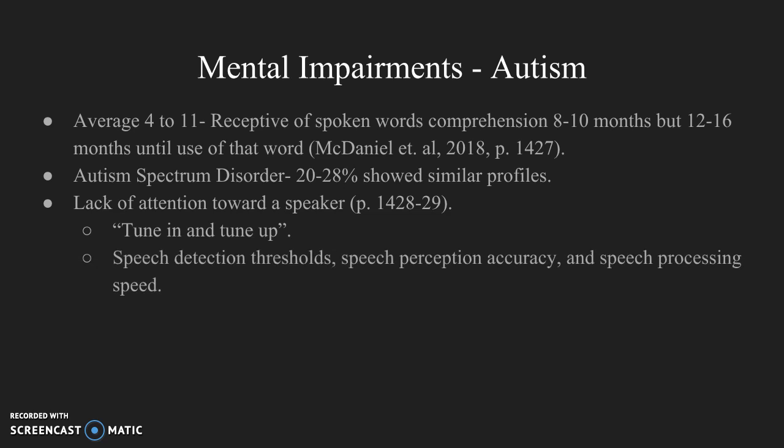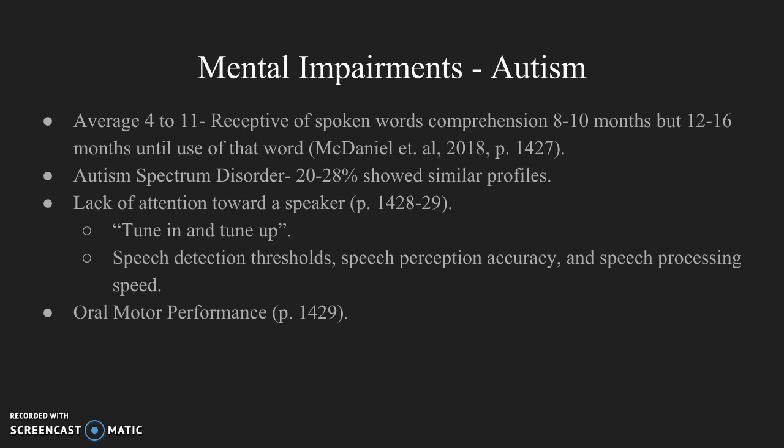Speech detection thresholds, speech perception accuracy, and speech processing speeds are all factors that help separate autism from average students. Their detection of certain ways that we speak is slower, the perception of the accuracy of the words that were said is slower, and the processing speed with which they comprehend the words is also slower.